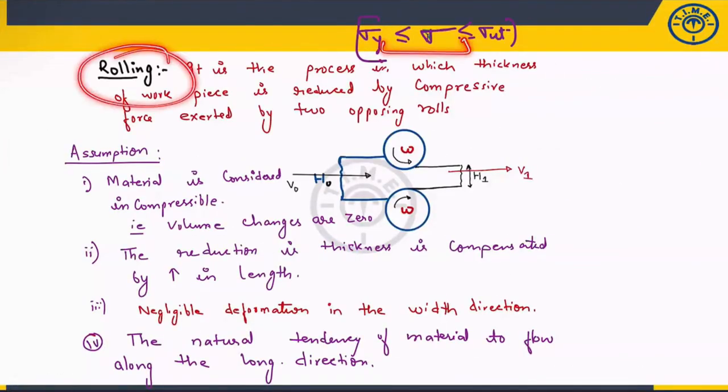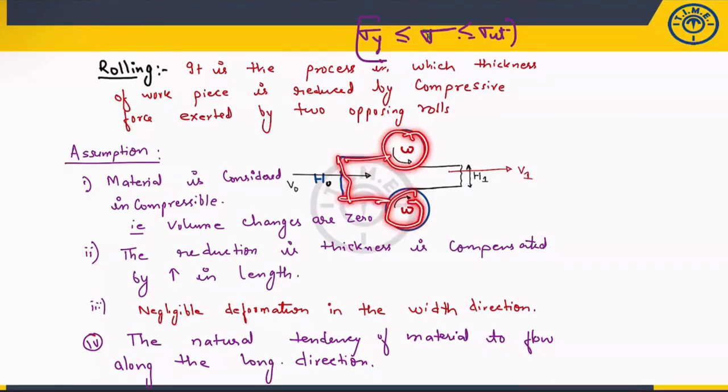The first process is called the rolling process. What is rolling? It is the process in which, with the help of these two rollers, you compress this sheet and the thickness is reduced from h naught to h1. This is the incoming velocity v naught and this is v1. In a metal forming or deforming operation, the volume should be constant, so the reduction in thickness is compensated by an increase in length.